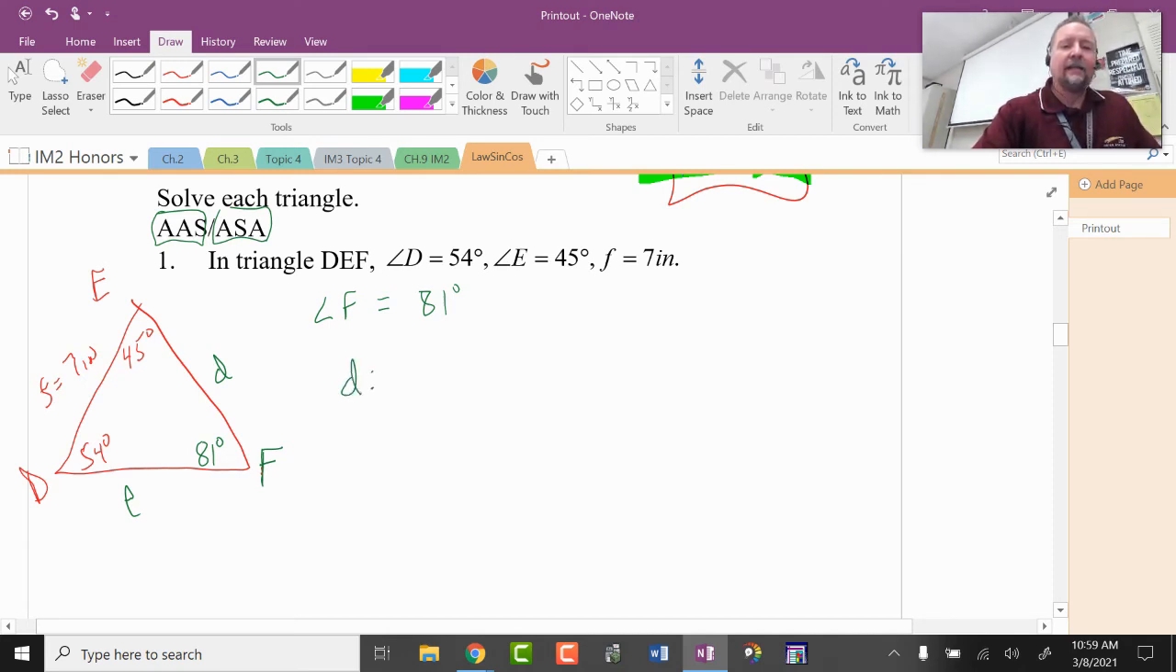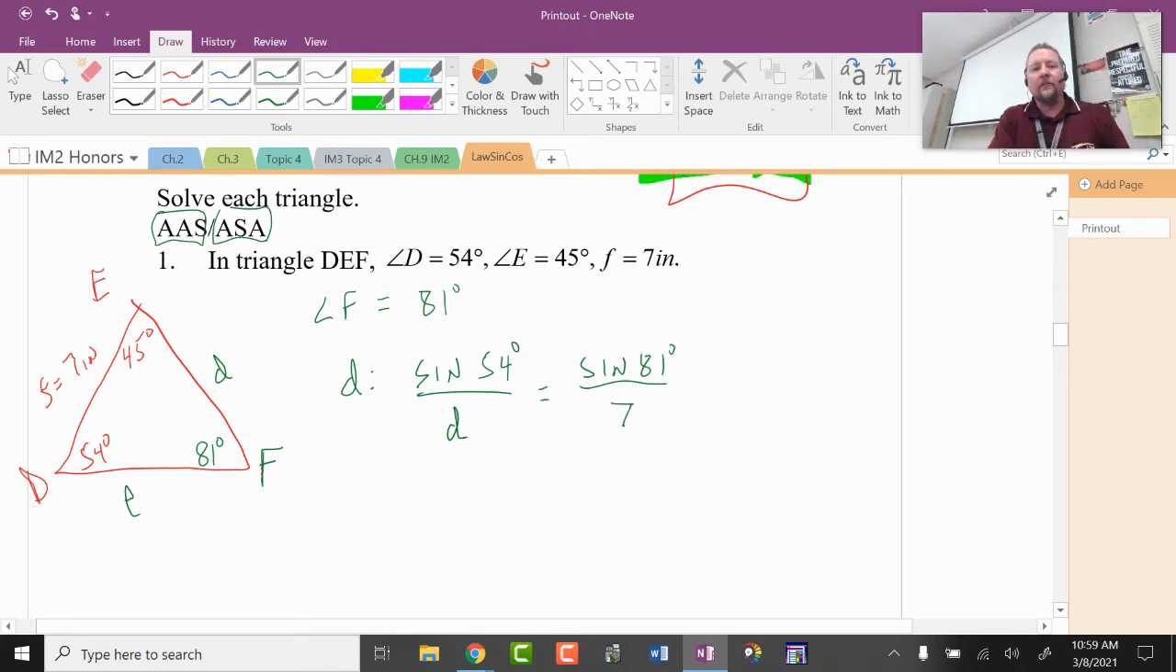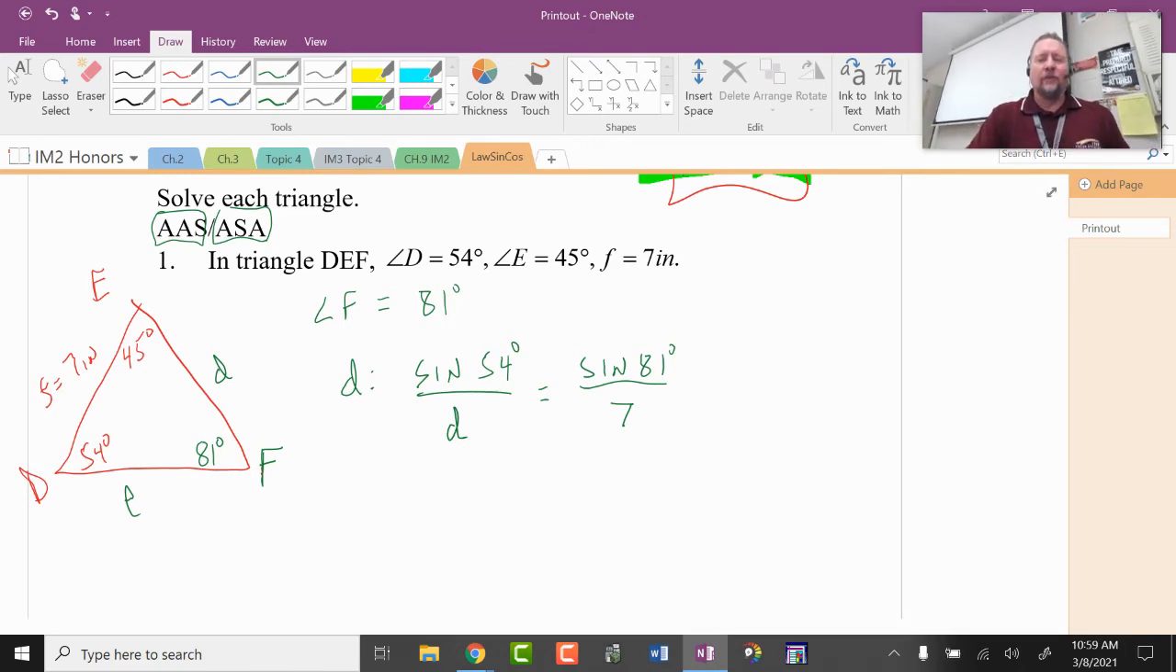So side D, that's sine 54 divided by D equals, and then this is the one you have to use, sine of F, which is 81, over 7. Really so easy to deal with. I love the law of sines. This is why I love trigonometry. SOHCAHTOA is pretty cool, pretty easy to deal with. Law of sines and cosines are pretty easy.